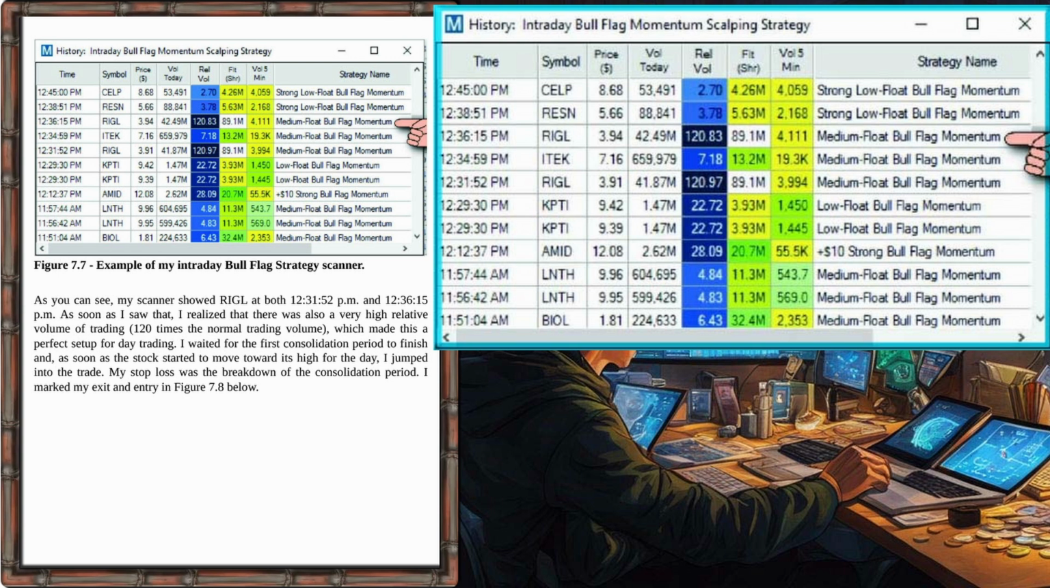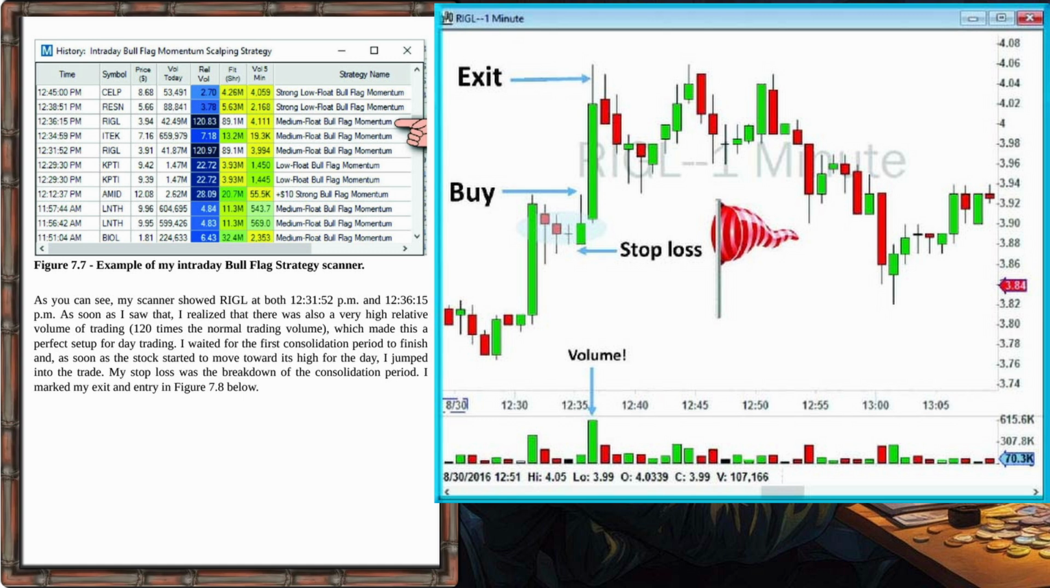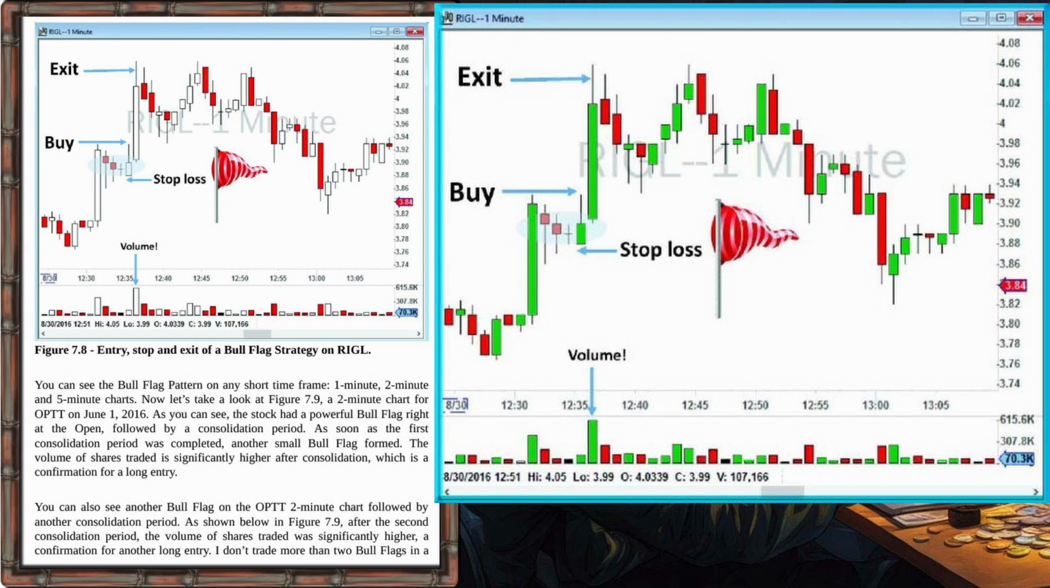I waited for the first consolidation period to finish, and as soon as the stock started to move toward its high for the day, I jumped into the trade. My stop loss was the breakdown of the consolidation period. I marked my exit and entry in figure 7.8 below. You can see the bull flag pattern on any short time frame: 1 minute, 2 minute, and 5 minute charts.